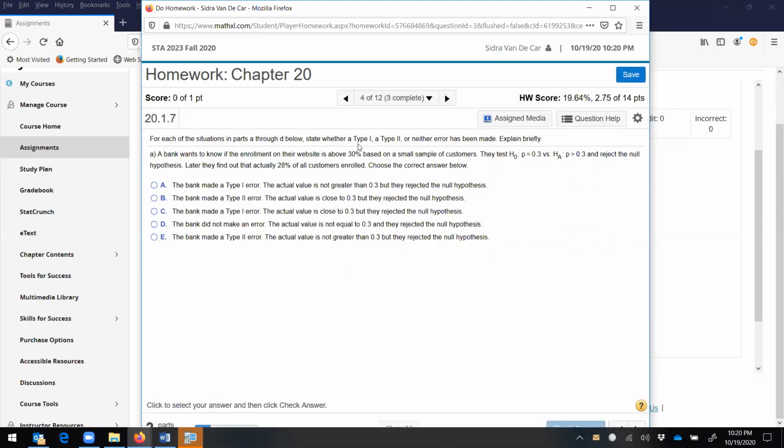Okay. We want to determine whether it's type 1 or type 2 error. A bank wants to know if the enrollment on their website is above 30% based on a small sample of customers. They test the null hypothesis, p equals 0.3 versus the alternative p is bigger than 0.3, and reject the null hypothesis. They later find out that actually 28% of their customers enrolled.